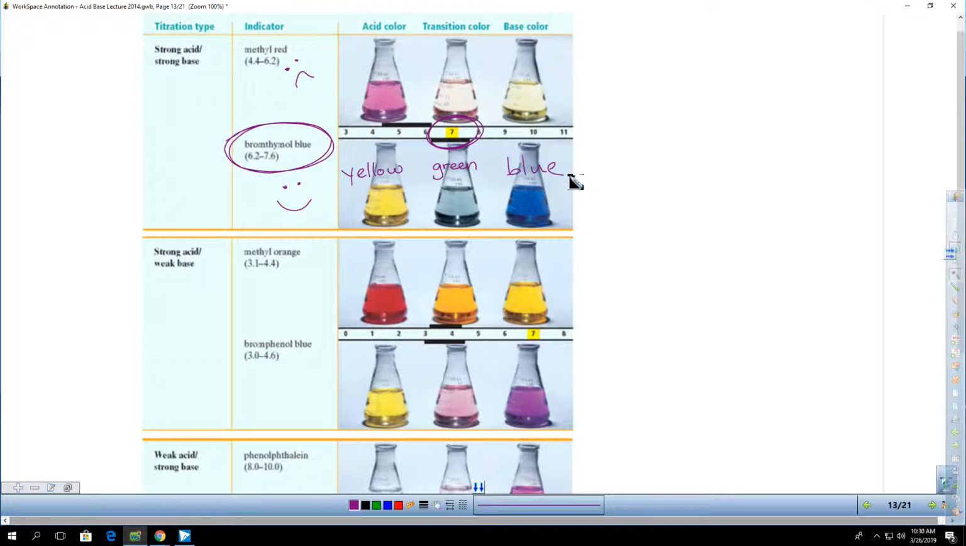But I like that bromothymol blue. The colors are really easy to see. Yellow, green, blue. I want to stop at green. That'll indicate that I'm neutral, which would be the equivalence point in a strong acid, strong base titration.